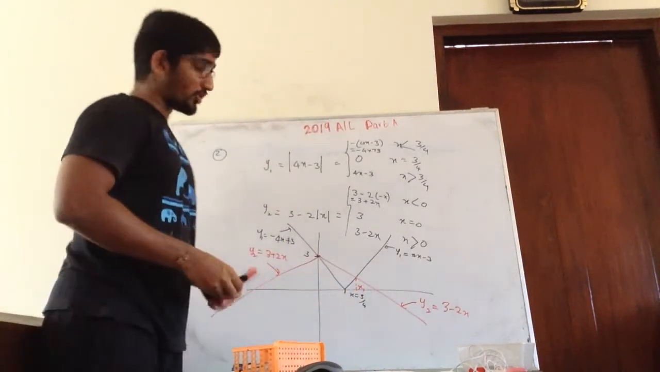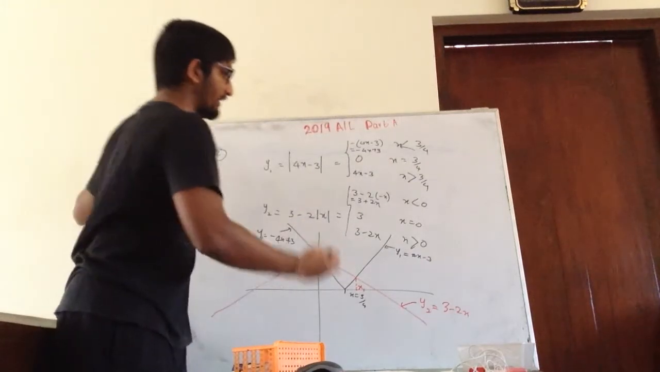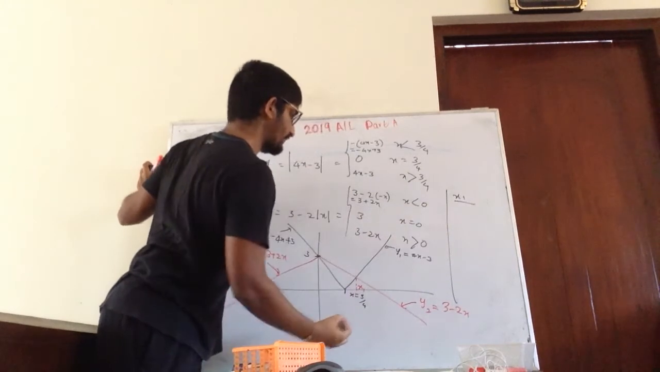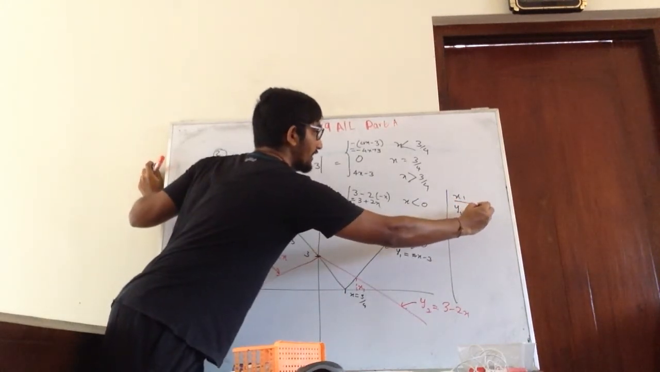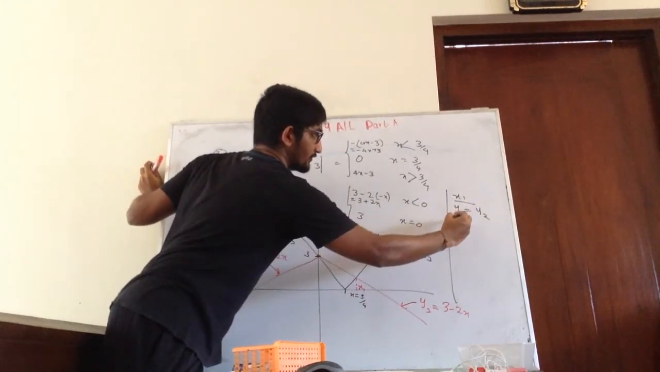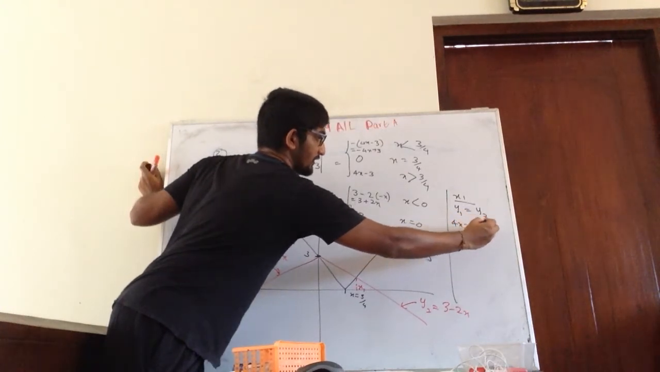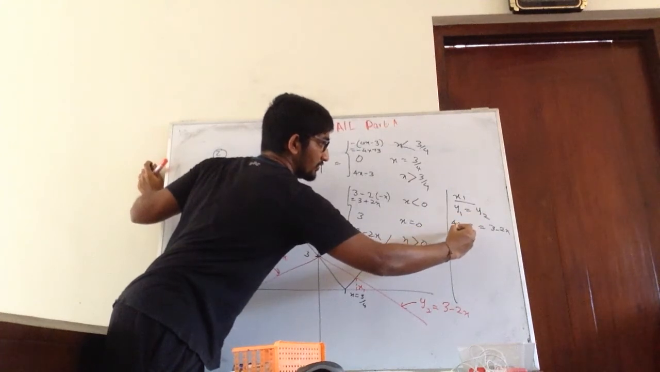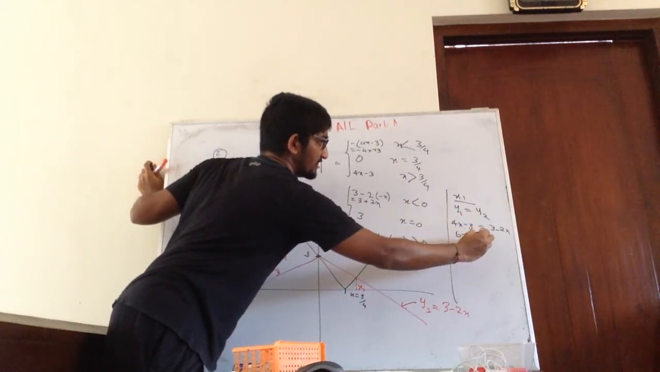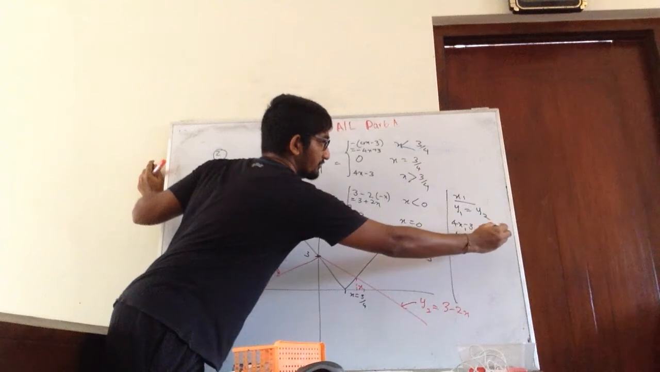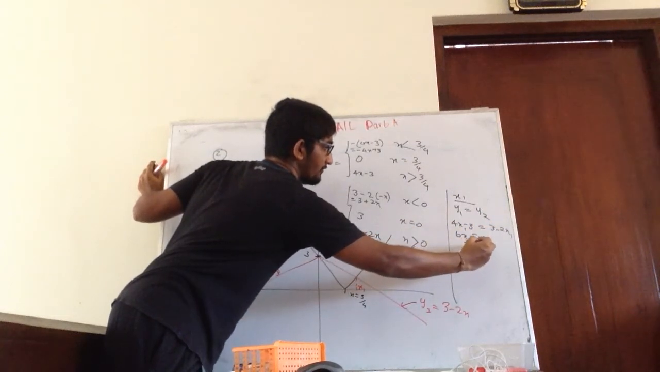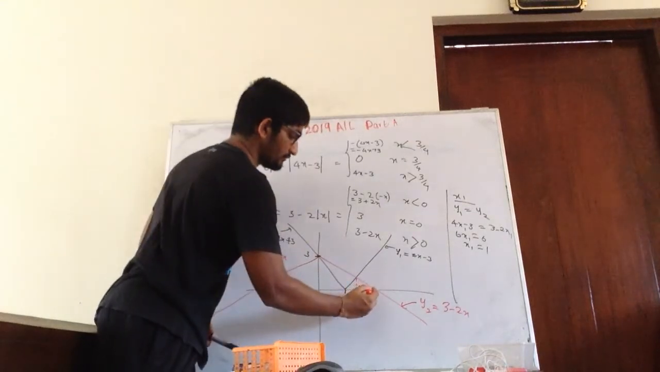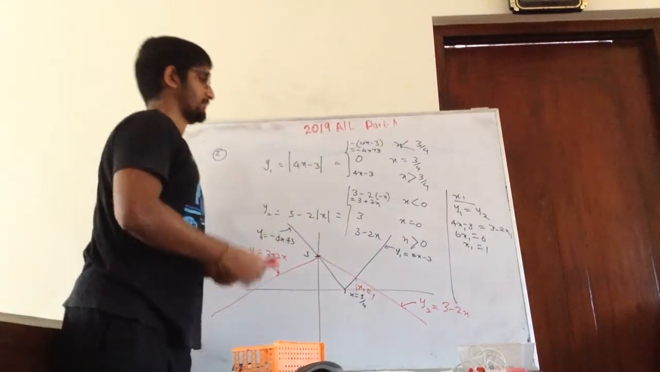Okay. So now we can actually find x1 as well. So if I find x1, at x1, y1 is equal to y2. That is 4x minus 3 is equal to 3 minus 2x. Then I will get 6x equals 6, so x1 will be 1. So now this point is actually x equals 1. Right.